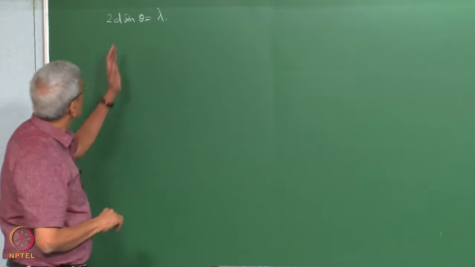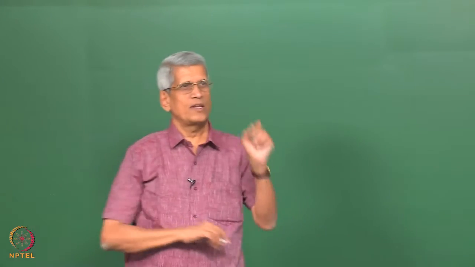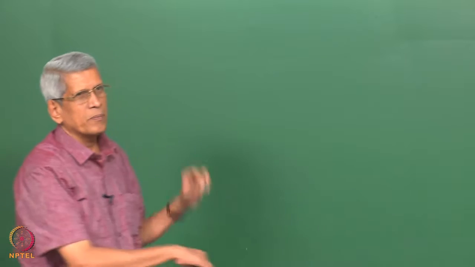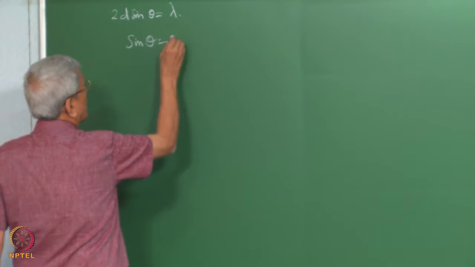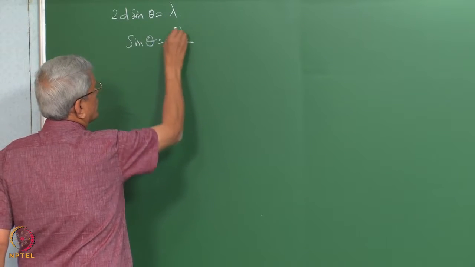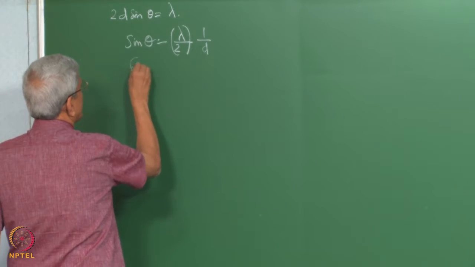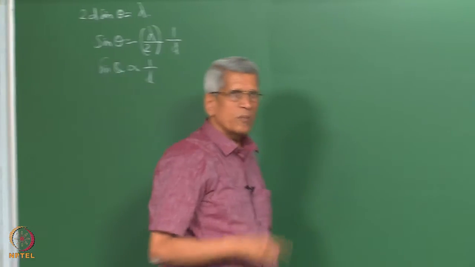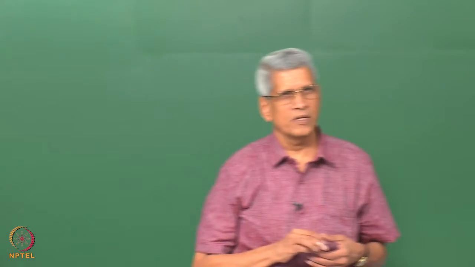What is it which decides the crystal structure? What is the value at which you get different peaks that correspond to theta values, or sin theta, correct? So this sin theta will be nothing but lambda by 2 times 1 by d, correct? So sin theta is proportional to 1 by d. What is 1 by d? d is in real space, correct? 1 by d is the reciprocal space.